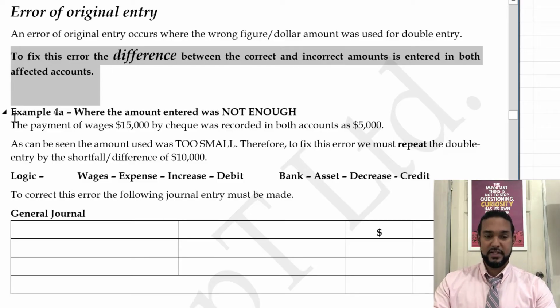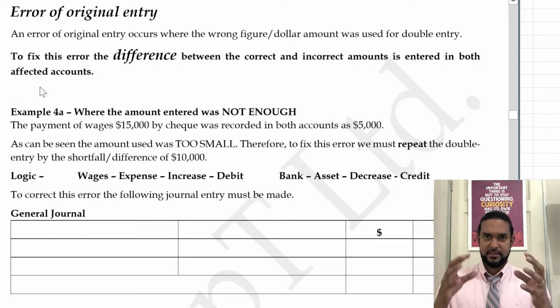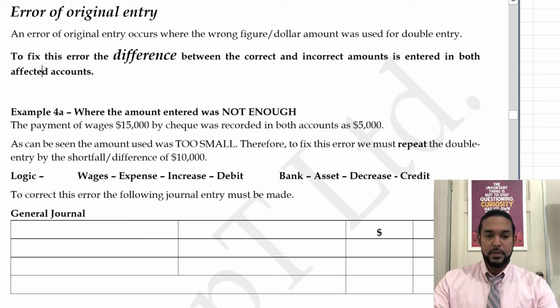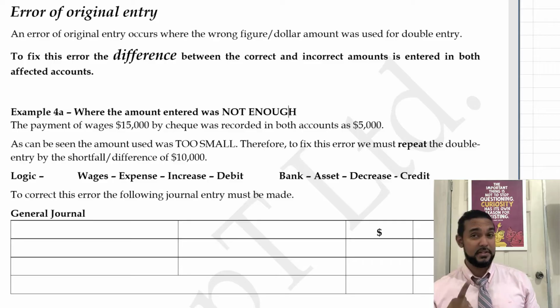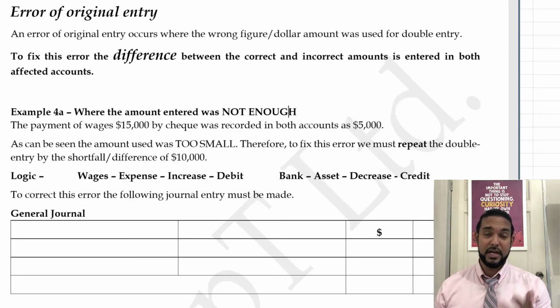Okay, so let's take a look at the example and get some traction with this. Example 4a, where the amount entered was not enough. Another way to say this is where the amount was understated or undercast. Those of you who watch my bank reconciliation videos, and I might put a card up on the left-hand side and a link in the description below to that playlist, you would have heard me talk about overstated, understated, overcast, undercast. But let's get back to the question.